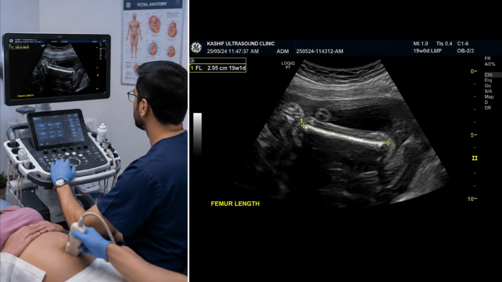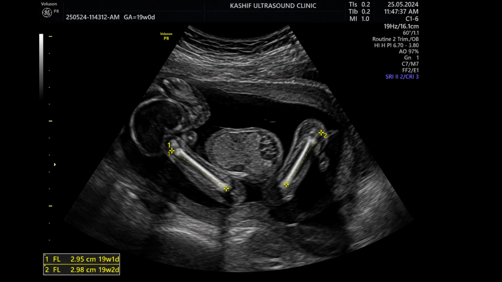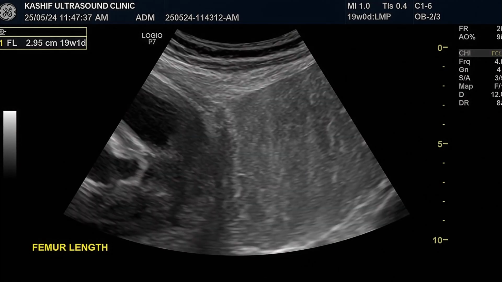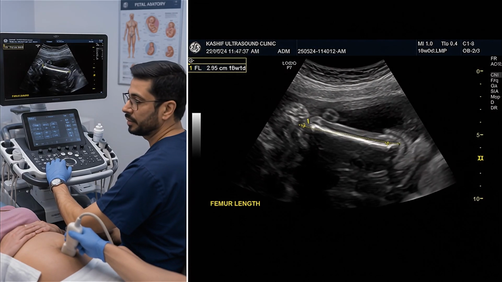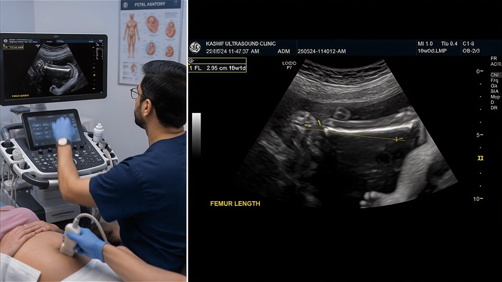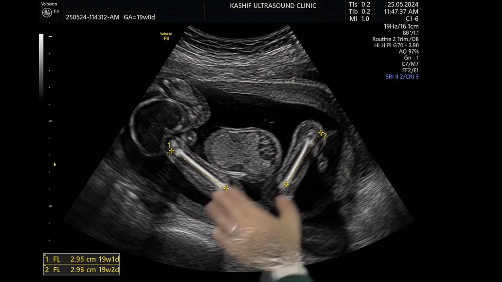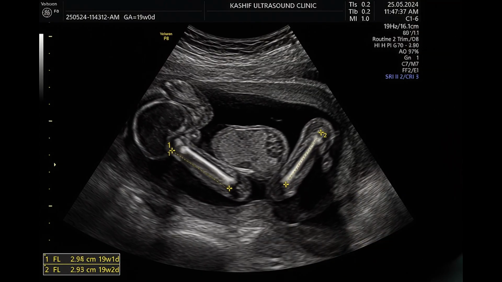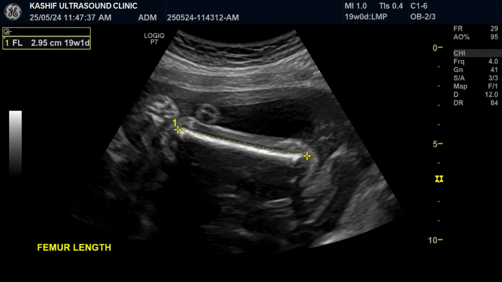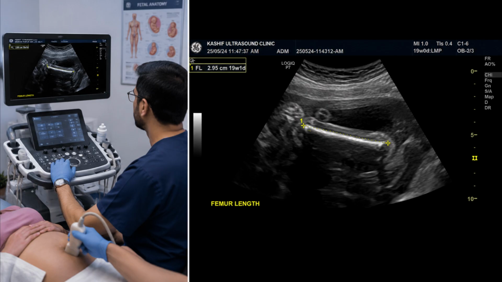When is femur length measured? FL is routinely measured during first trimester, usually not measured routinely. CRL is preferred. Second trimester, most accurate period, 18 to 22 weeks. This is part of the anomaly scan. Third trimester, used to monitor fetal growth, estimate fetal weight, detect growth restriction, compare with previous scans.